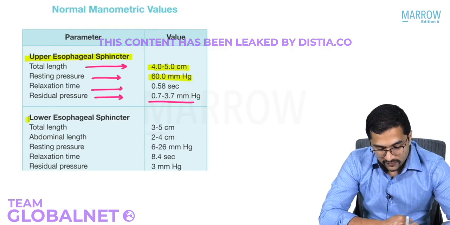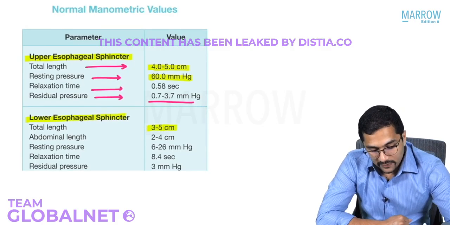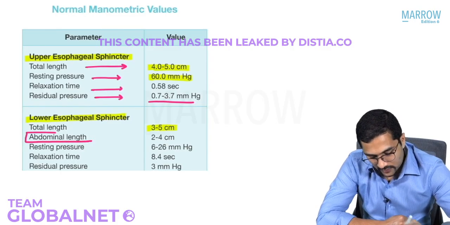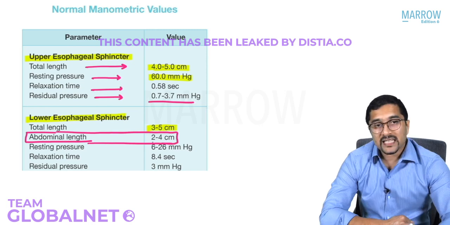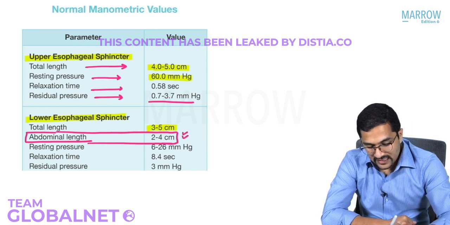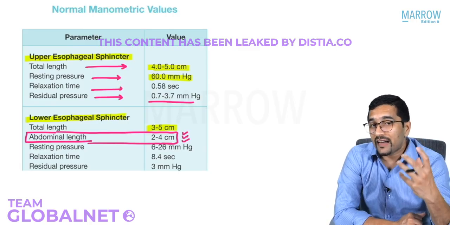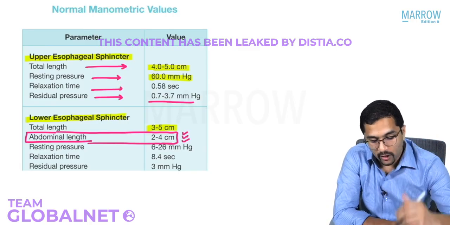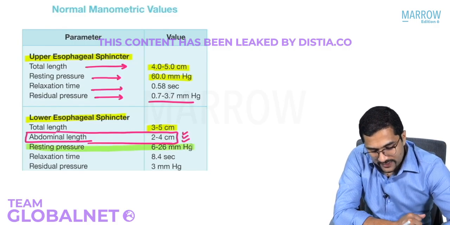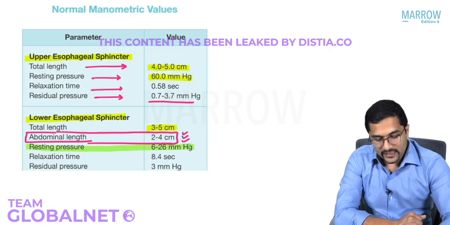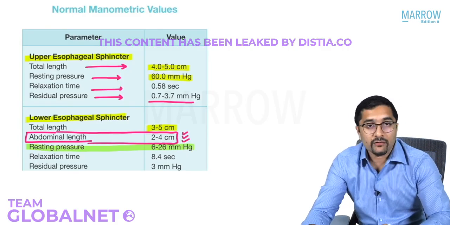The lower esophageal sphincter, on the other hand, has a total length of again 3 to 5 centimeters. Very importantly, the abdominal length is 2 to 4 centimeters, and this is what prevents GERD. I'll explain how this intra-abdominal length prevents GERD. The resting pressure is 6 to 26 millimeters of mercury. The relaxation time is 8.4 seconds and the residual pressure is 3 millimeters of mercury.